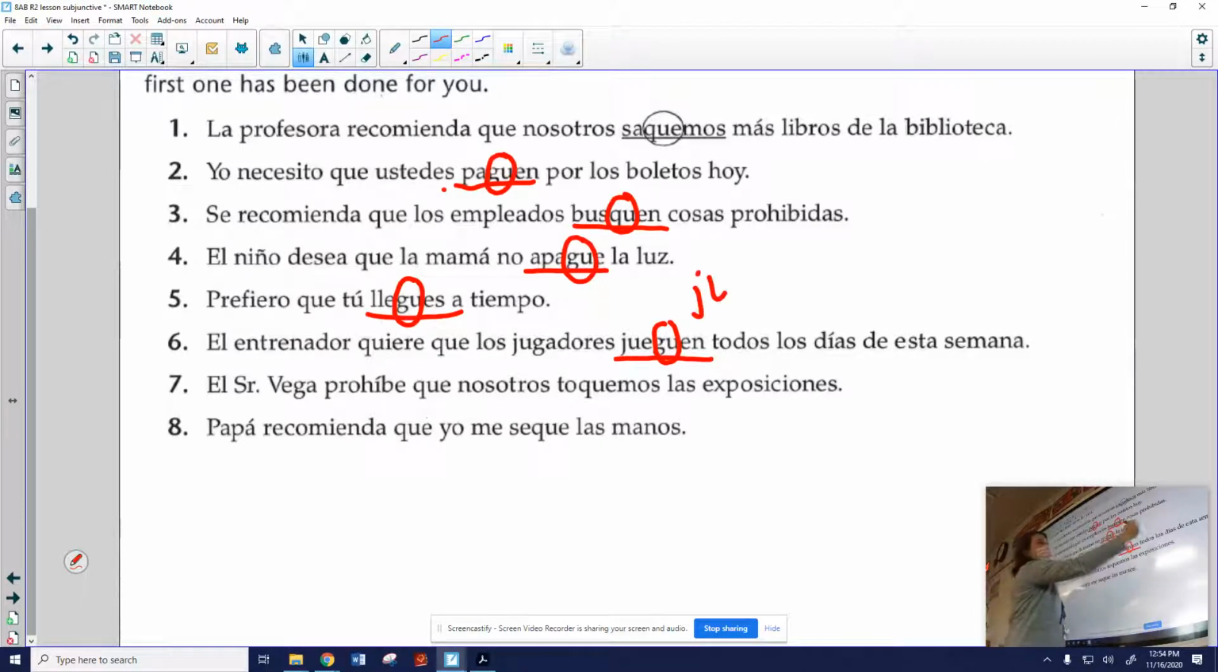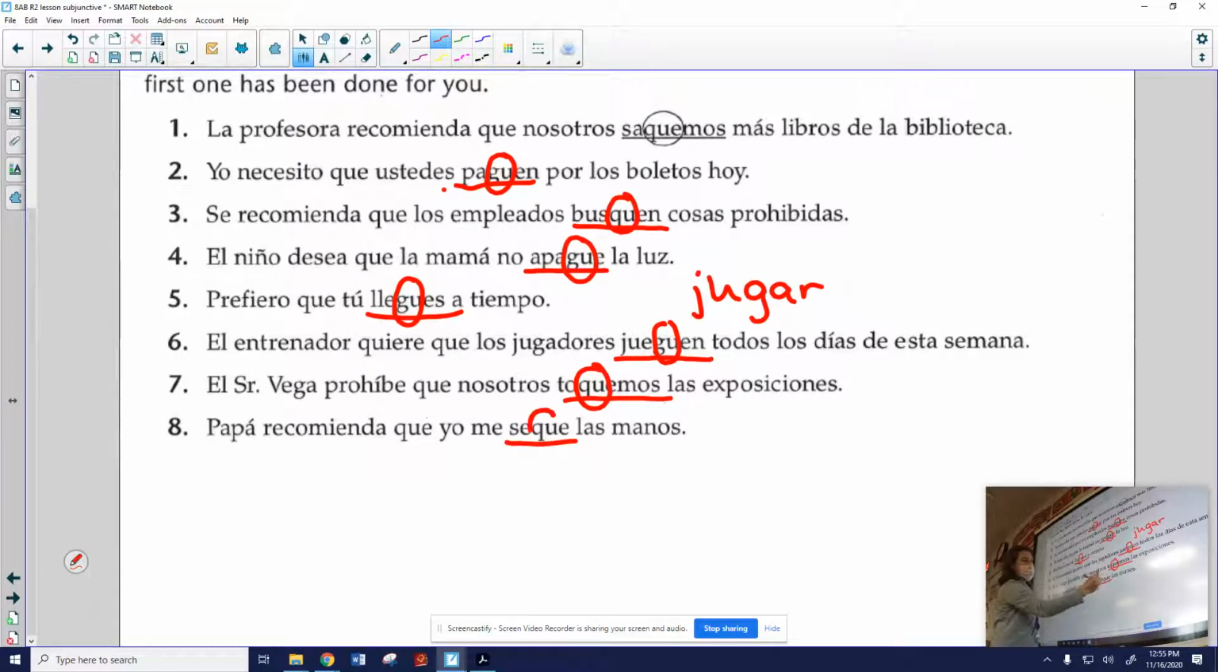Jugar, as we know, is a stem changing verb. U-to-UE stem changer. And then in this case, in the subjunctive, there's also a G to GU spelling change. Mr. Vega prohibits that we touch the exhibits. Toquemos. Dad recommends that I dry my hands. Me seque.